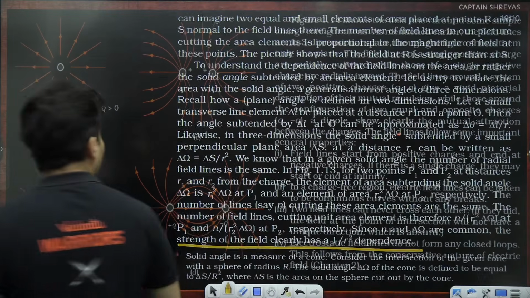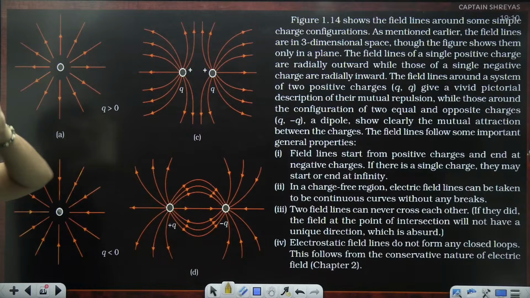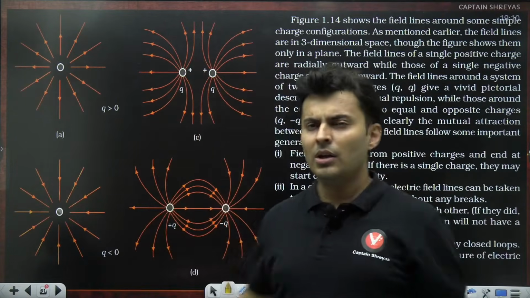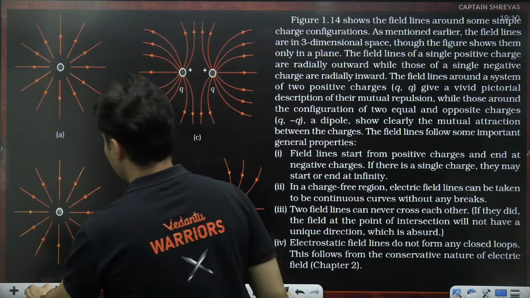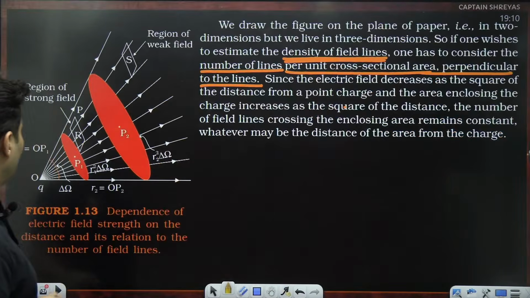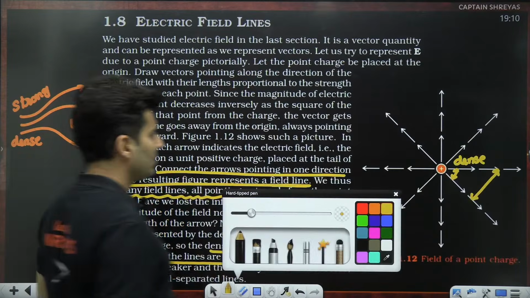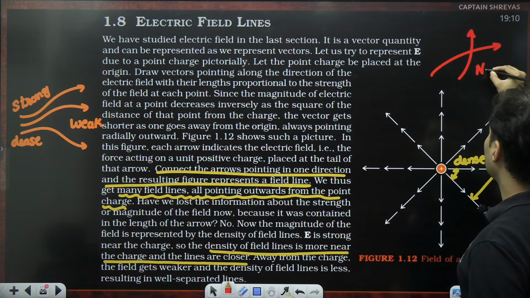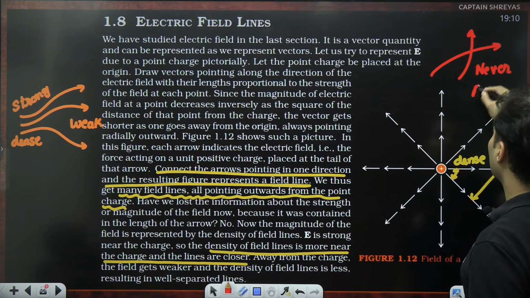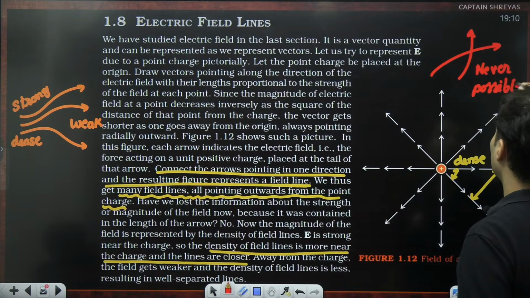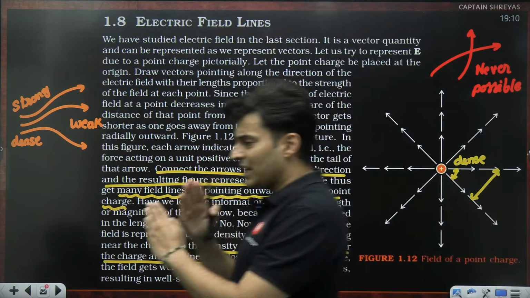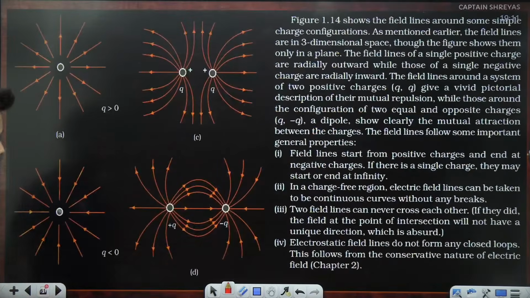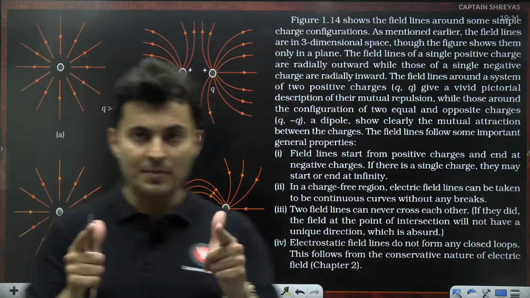Now, you will see that the next important property is that they will never ever intersect with each other, although it is not mentioned over here, but it is always going to be true, right? This is not possible. You will never ever see this happen. This is never ever possible, because then it will have two different directions of forces, which is not possible. It is either this or that. You can't have two random directions at the same time.